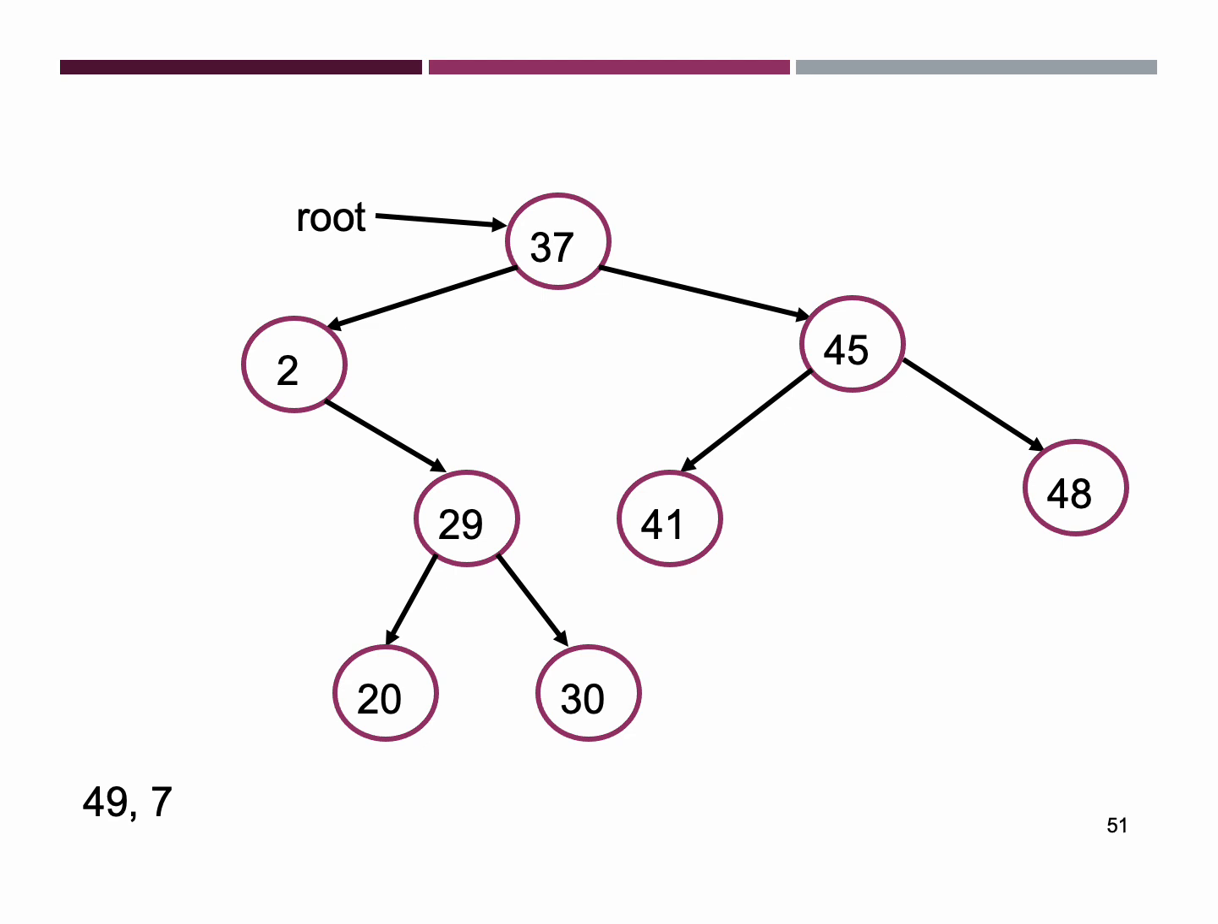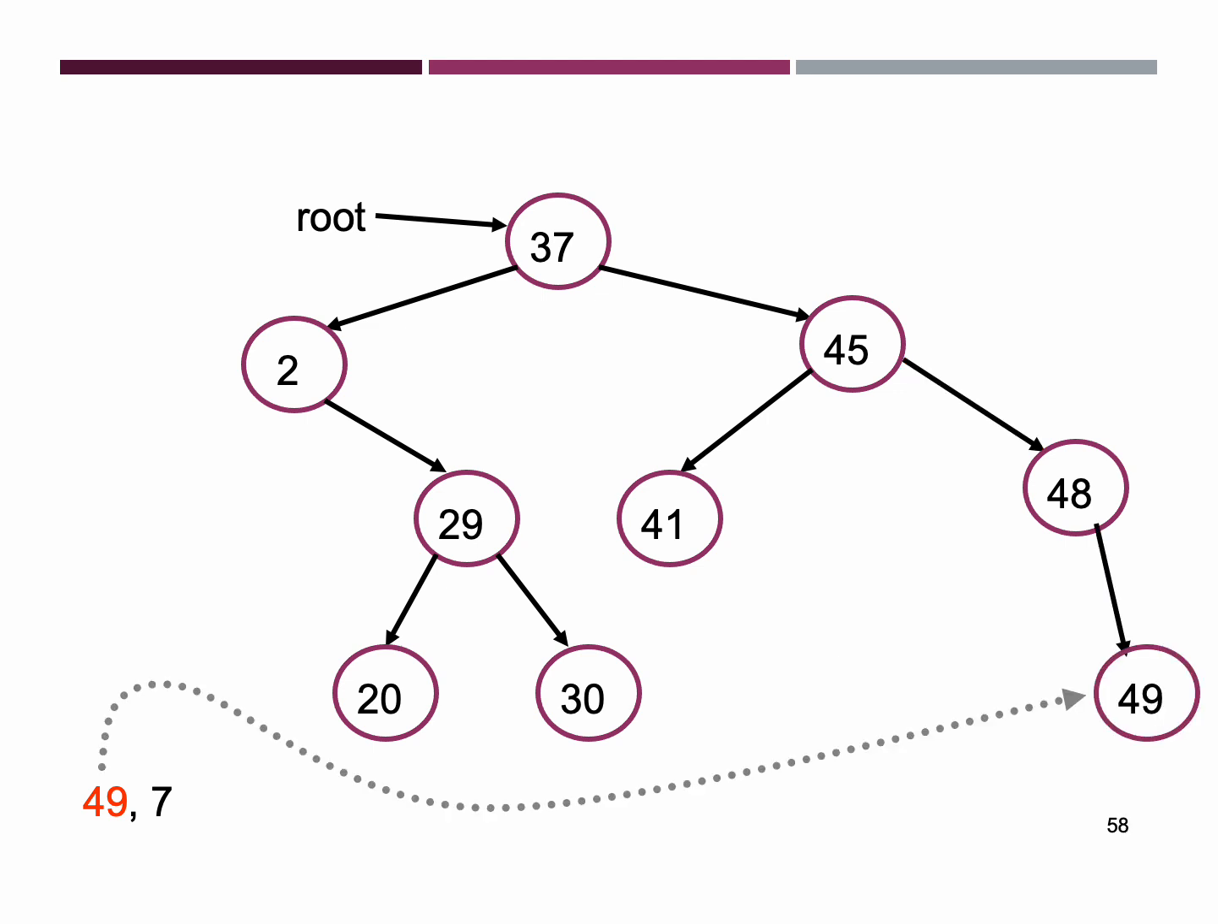Okay, next is 49. So 49 is greater than 37, so it will go right, but we already have 45 here, so we'll check, and then we'll see 49 is greater than 45, so it will go right, but we already have 48 on the right, so it will check again, 49 is greater than 48, so it will go right here.